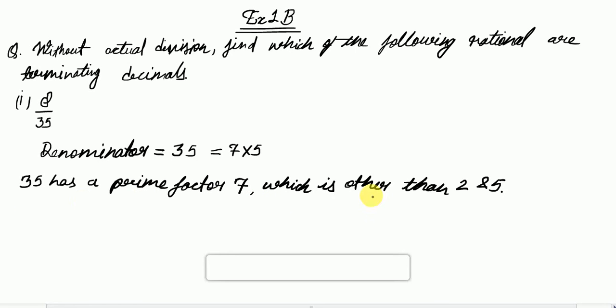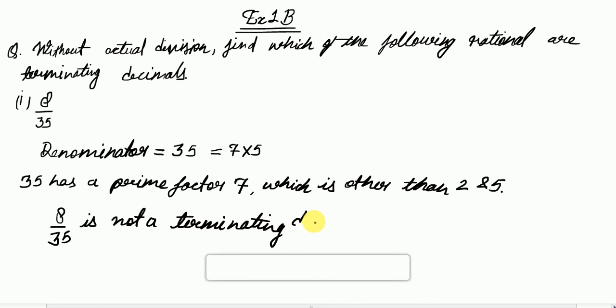और तो जैसा कि हमने पढ़ा था इससे बिफोर के वीडियोस में कि 2 एंड 5 से यदि अदर प्राइम फैक्टर मिलता है हमें डिनोमिनेटर में देन वो टर्मिनेटिंग डेसिमल नहीं हो सकता. So 8/35 is not a terminating decimal.